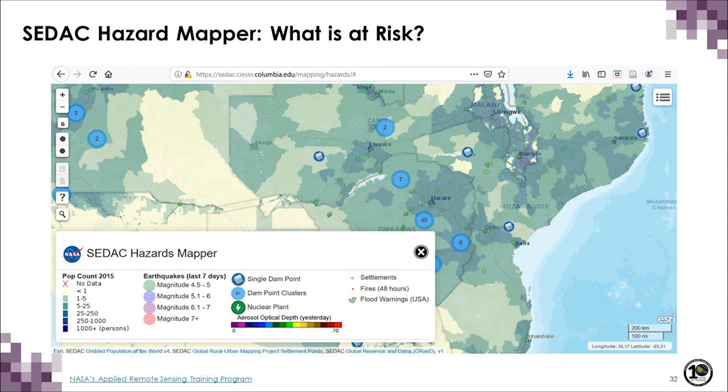This is the same screenshot now with the legend up. Hovering the cursor on the dam icon in the map, we can know the name of the structure, in this case, Bue Maria.